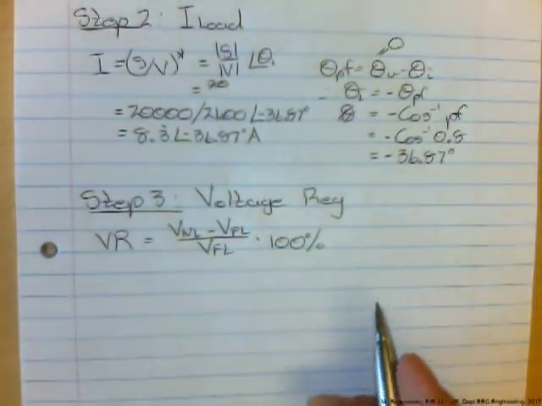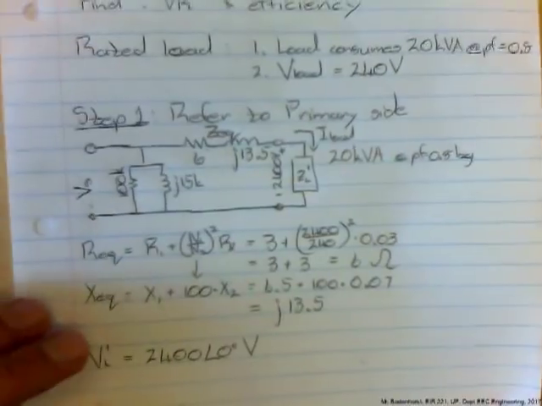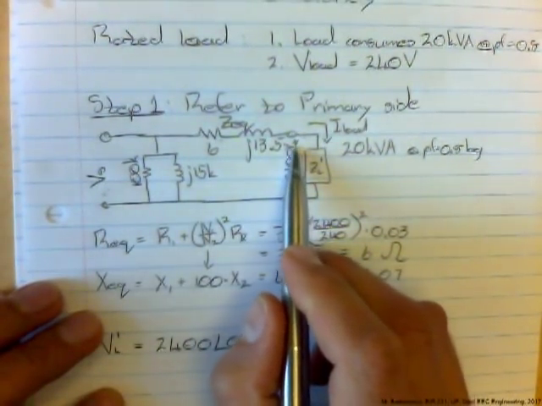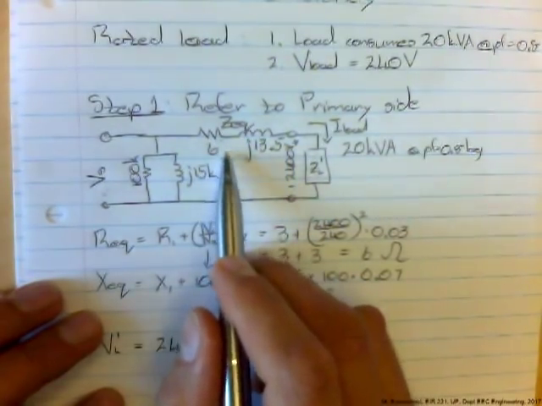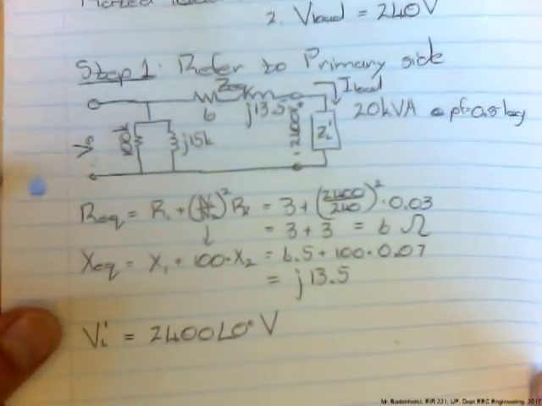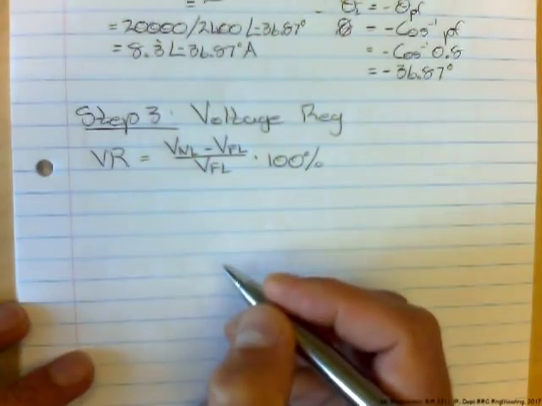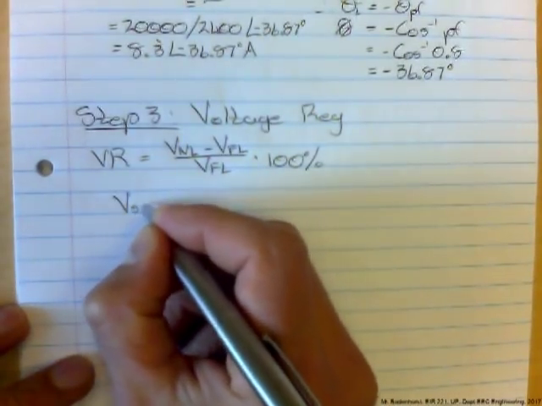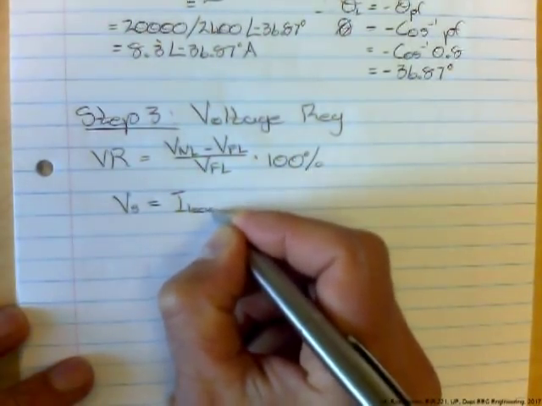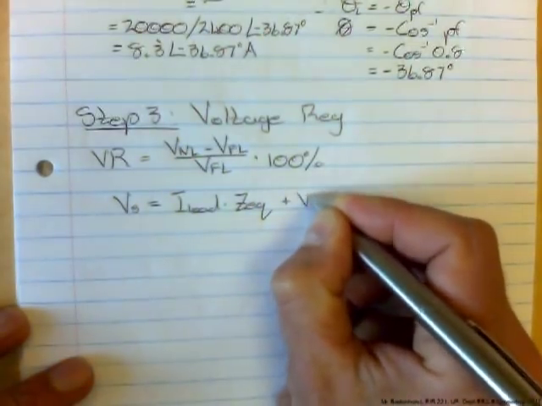Right, and that we're going to do simply with Kirchhoff's voltage law. So we have Vs is what we're looking for. We have the 2,400 volts, and we are looking for the voltage drop across Z equivalent. So let's write that equation in terms of the voltage loop law, that Vs must equal I load times Z equivalent plus V load.